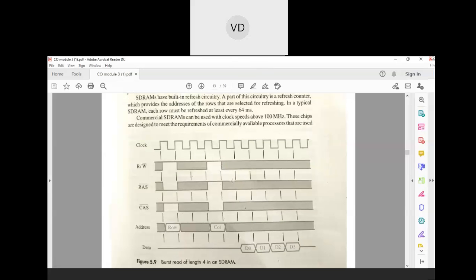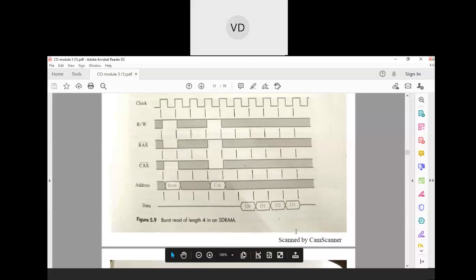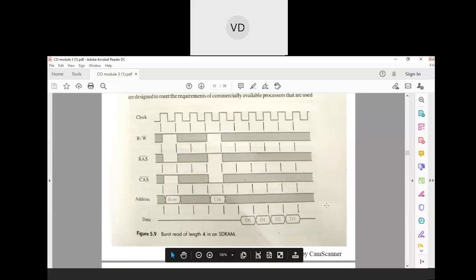So in this timing diagram of the synchronous DRAM, we have a burst read length of 4, which means we are reading 4 bytes of data, D0, D1, D2 and D3. How these 4 bytes of data will be read using all the signals is what we are going to see here.